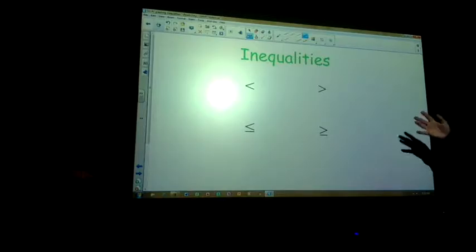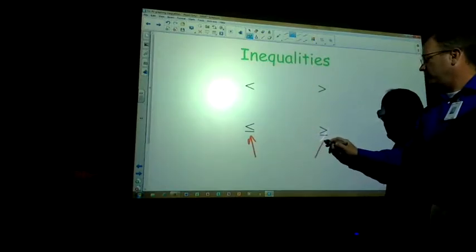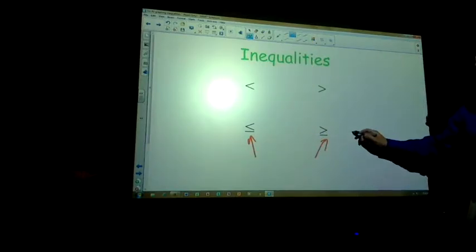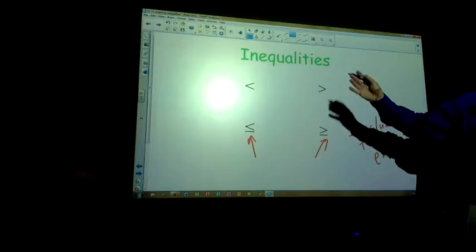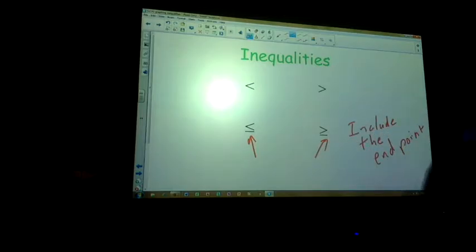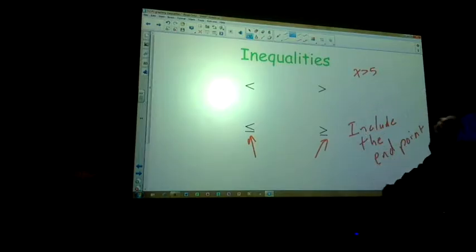Okay, so inequality signs do indeed have the less than and the greater than, but then you also have something added to each of these. So we have one extra sign. This just means we include the endpoint. This means that we go up to the endpoint, but we also include it. So if x is greater than 5, that would mean we want values that are bigger than 5, but don't include 5.